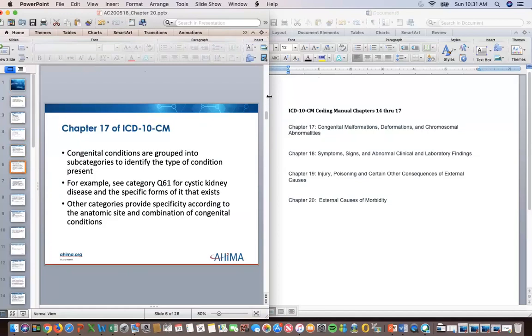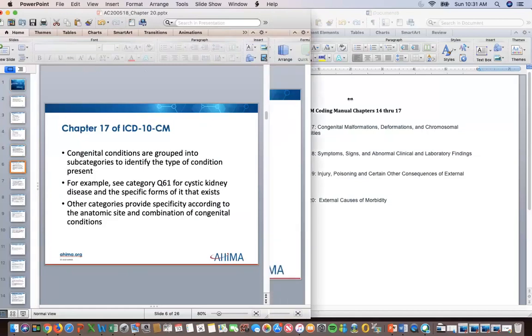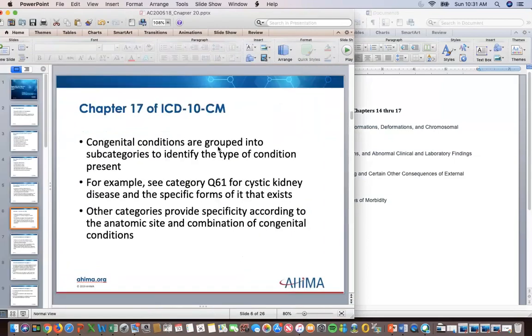And I'm going to move over here just a little bit since we kind of know what we're reviewing. Those congenital conditions are grouped into subcategories, and you've heard me talk quite a bit about the subcategories in past lectures. They identify the type of condition present. For example, if you see the category Q61, and open up your coding manual, go to the code Q61, it tells you it's a cystic kidney disease and the specific form of it that exists.